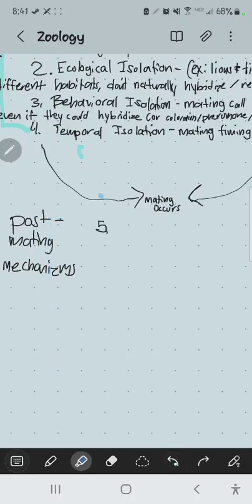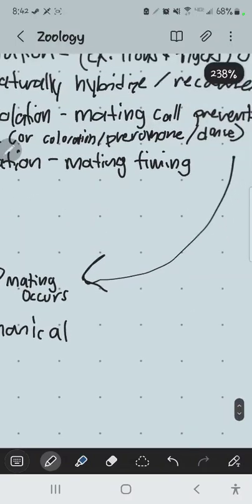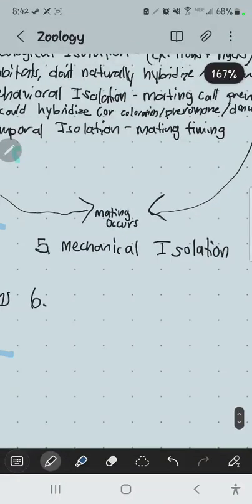But fertilization is blocked, so it's pre-zygotic or pre-fertilization mechanisms. And there's two mechanisms I want to talk about here: mechanical isolation and gamete isolation.